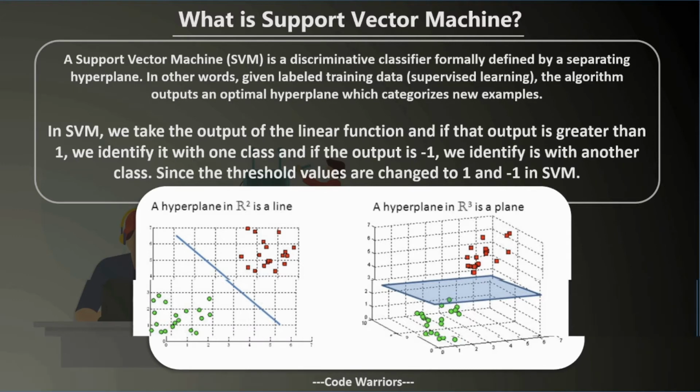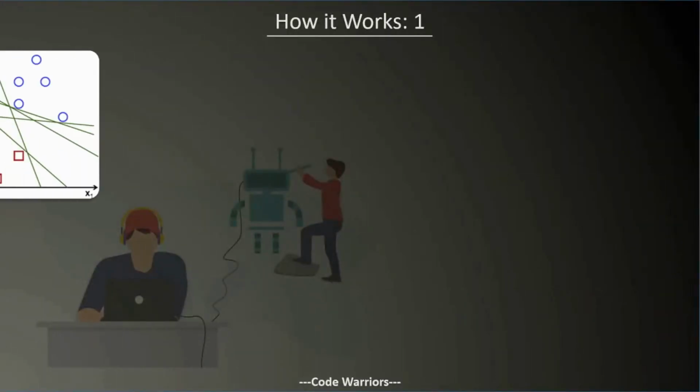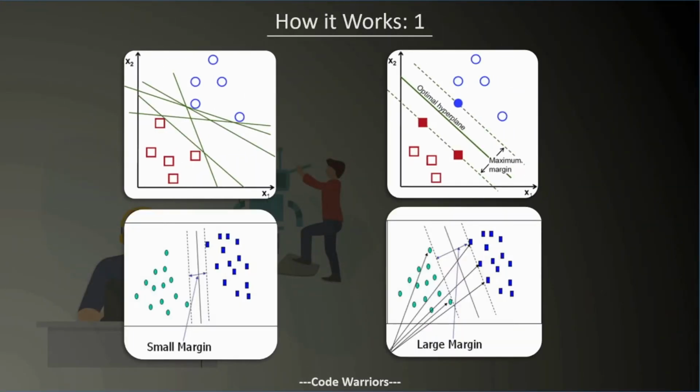Alright, let's try to understand it with an example, seeing how it works step by step. First, it tries to split the categories using as many hyperplanes as possible. These hyperplanes are the ones that split both the categories from each other. And then it takes the hyperplanes one by one and checks which one of them is the optimal hyperplane.